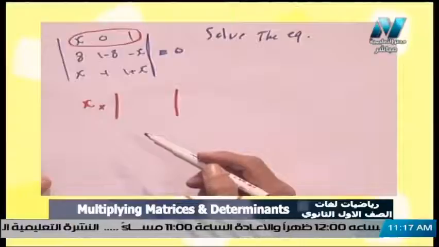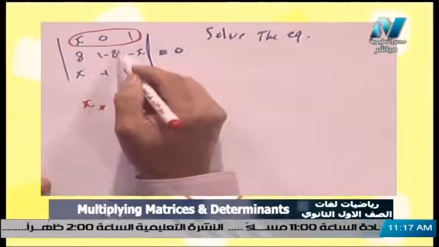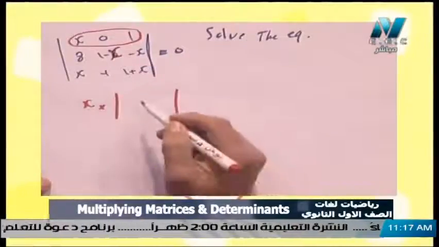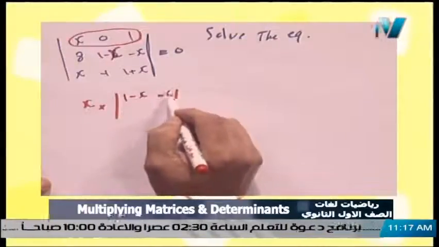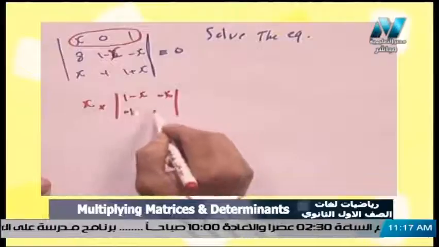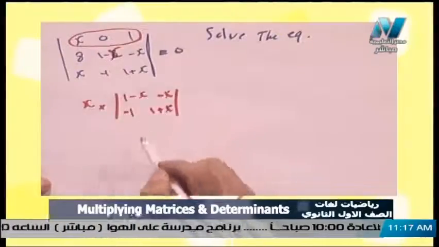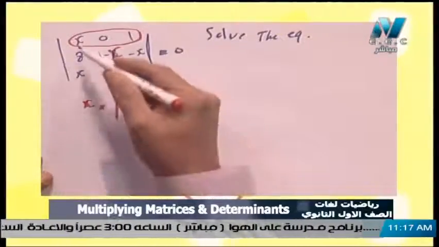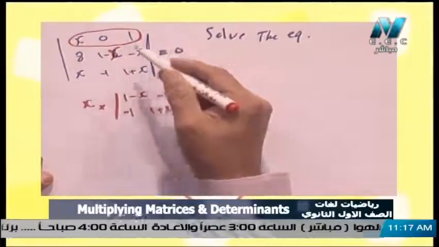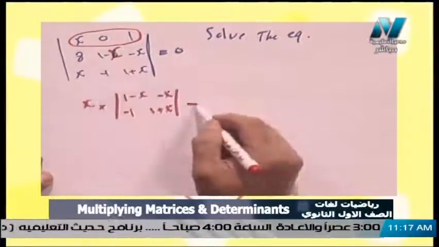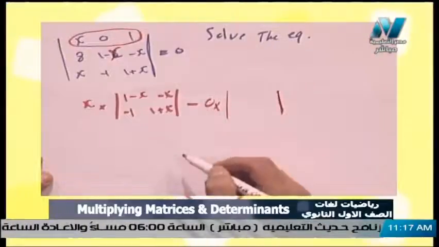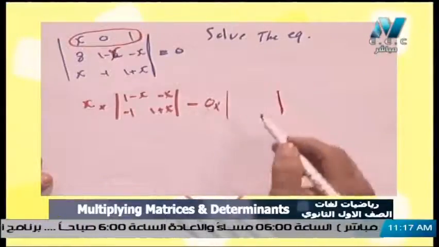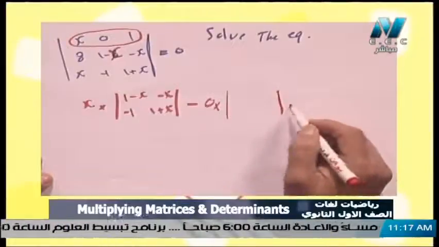So it will be, here is 1 minus x. Here will be 1 minus x. This is negative x, negative 1, and 1 plus x. This is the first row and first column multiplied by x. Minus 0 multiplied by a column. The determinant will be 0, of course, so no need to write it.